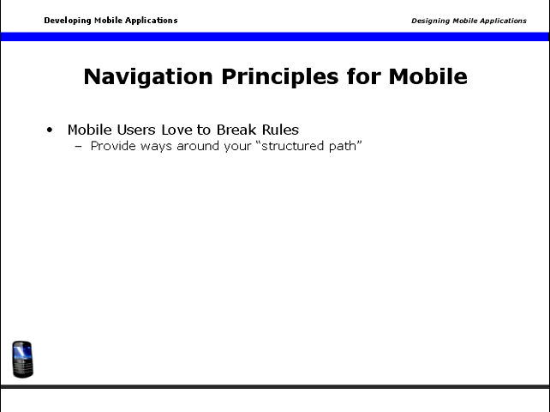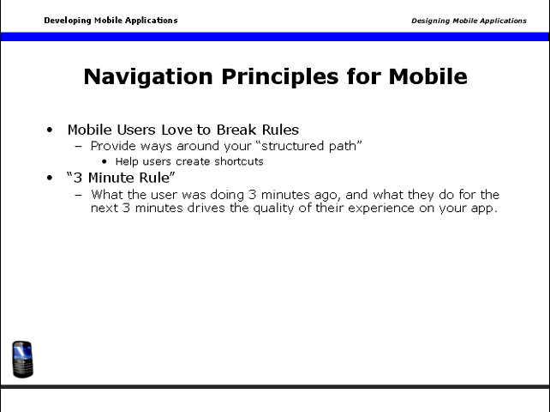so go ahead and provide ways around your structured path. Help users create their own shortcuts. Unger's design principles also include the 3-minute rule. What the user was doing 3 minutes ago and what they do for the next 3 minutes drives the quality of their experience with your app. In other words, you have a very short window of time, 3 minutes before and the 3 minutes that they're using your app, to drive the quality of their experience on your application.